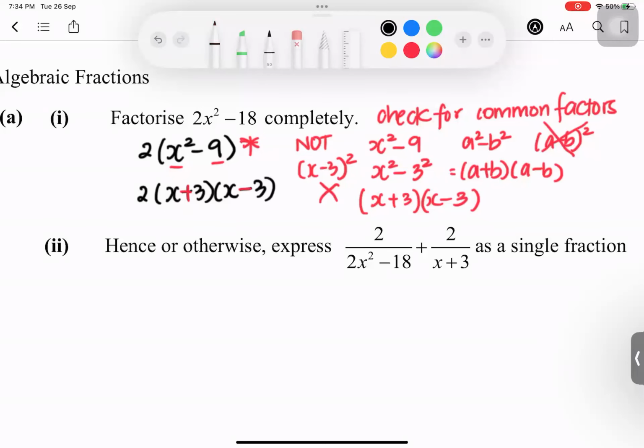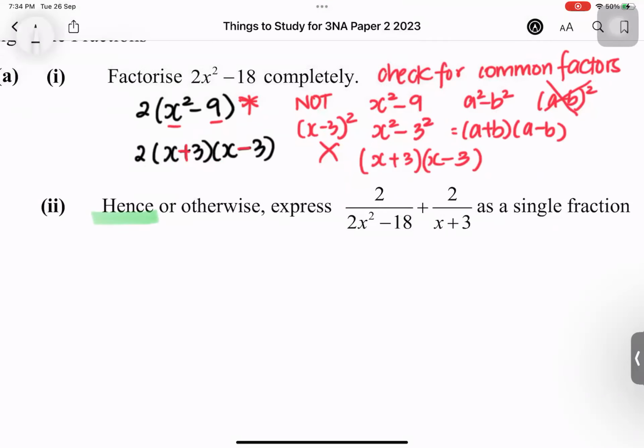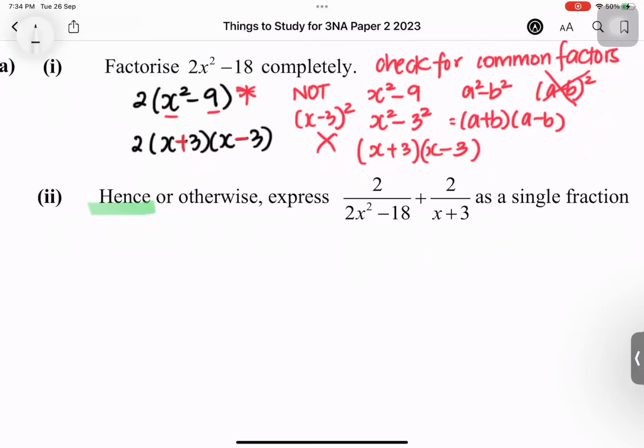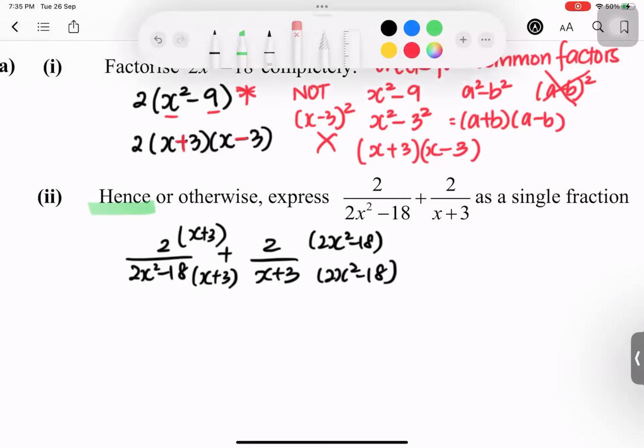Then the question here says hence or otherwise. Hence, you do this part already, which means you need to use it for the fraction. A lot of times, let me do the wrong version that you will do. You will multiply here by x plus 3, then multiply here by 2x squared minus 18. This is the normal way that you all do, but this is actually a trap. It's not supposed to be like that.